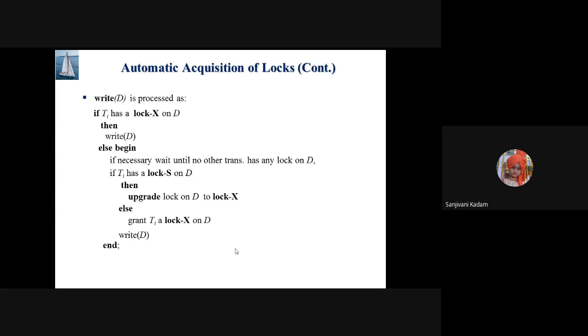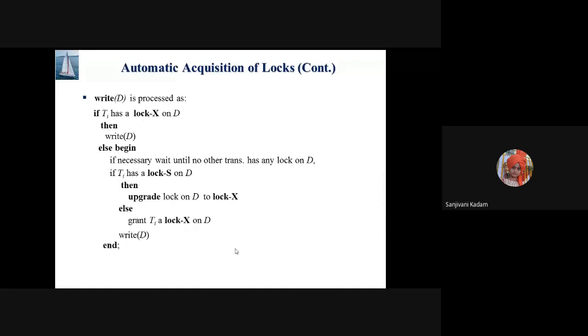Else, this will begin checking whether there is a need to wait to put or upgrade the lock from shared mode to exclusive mode. So there can be three possibilities: transaction Ti is having an exclusive lock on D, transaction Ti is having a shared lock on D, and there is no lock available on D by Ti.